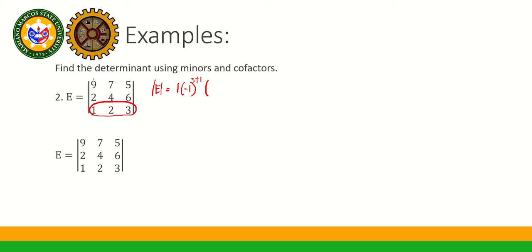pag ito yung sinelect mo, matatanggal si 9, 2, and 2, 3. So, you will be left with 7, 5, 4, 6. So, yan yung minor niya. Si 7, 5, 4, and 6. Then, plus si 2. 2 naman this time. So, negative 1, this is in row 3 and column 2. So, 3 plus 2. And then, yung minor niya will be, if you select this one, matatanggal si second column and si third row, you will be left with 9, 5, 2, 6. 9, 5, 2, 6. Okay? Ayusin lang natin. 9, 5, and then 2, 6.